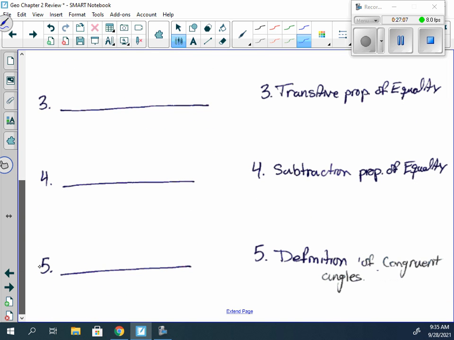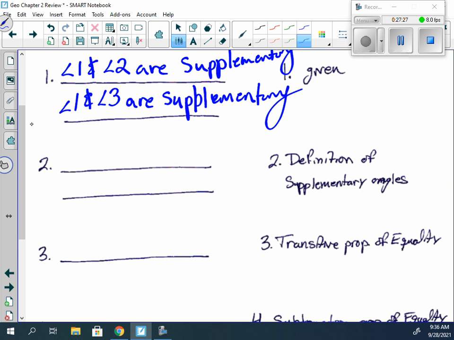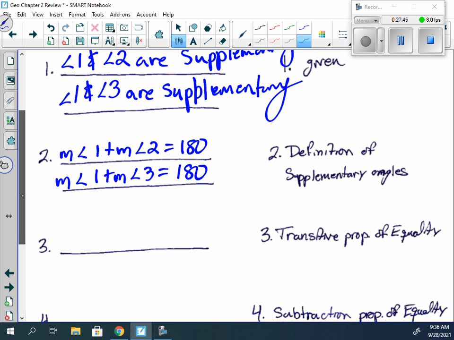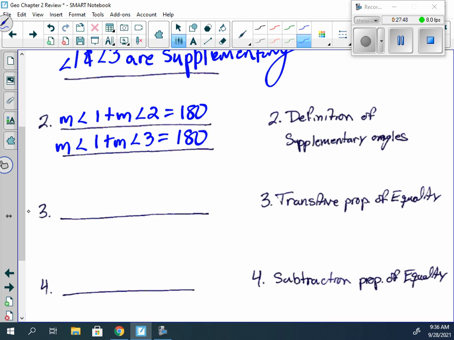Well, we're wanting to show that angle 2 is congruent to angle 3, yes? So that's where we're trying to get to. Definition of congruent angles, okay, well, most likely the step above it is going to say that their measures are equal. Definition of supplementary angles, okay. Measure of angle 1 plus the measure of angle 2 is equal to 180. Measure of angle 1 plus the measure of angle 3 is equal to 180. That's just definition of supplementary angles.